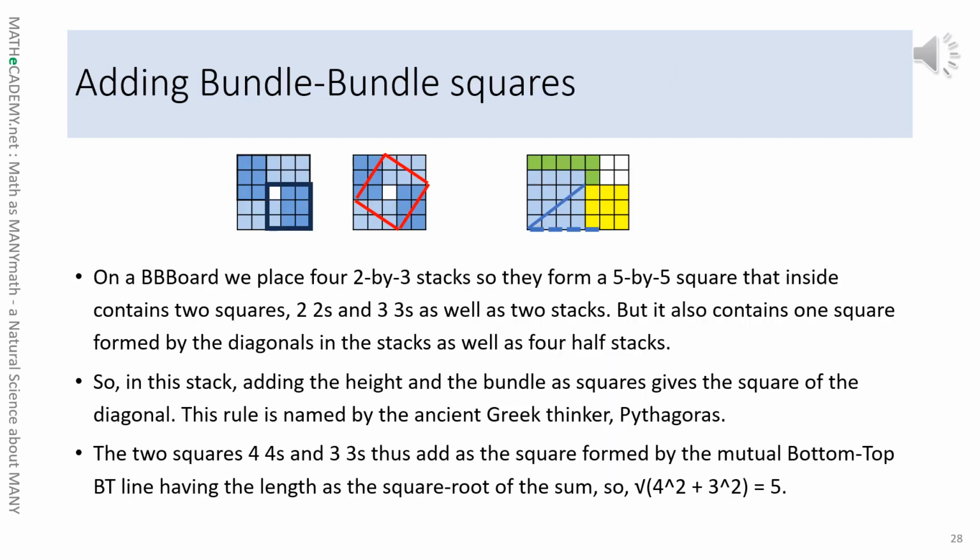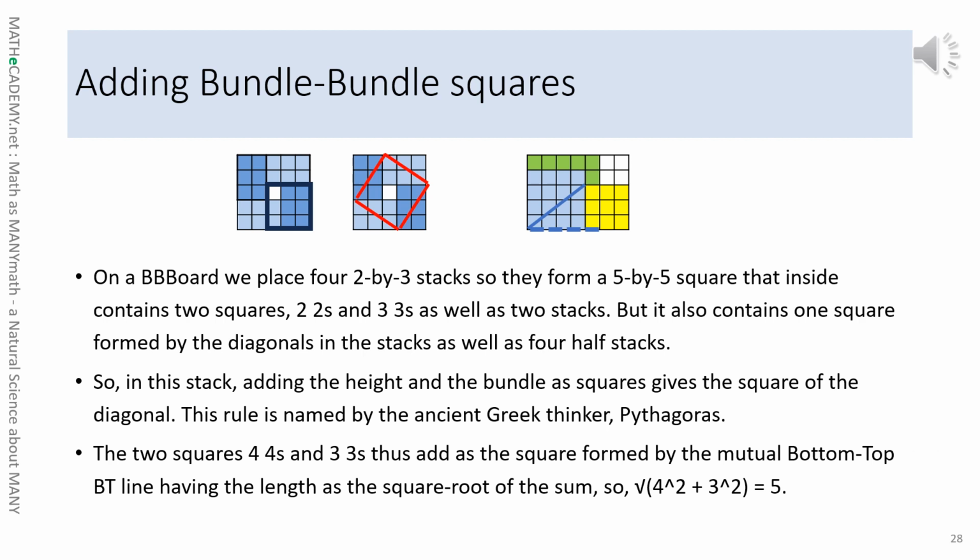Adding bundle squares. On a BB board we place 4 2 by 3 stacks, so they form a 5 by 5 square, that inside contains 2 squares, 2 2s and 3 3s, as well as 2 stacks. But it also contains 1 square formed by the diagonals in the stacks, as well as 4 half stacks. So, in this stack, adding the height and the bundle as squares gives the square of the diagonal. This rule is named by the ancient Greek thinker, Pythagoras.